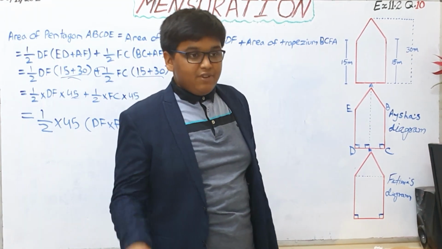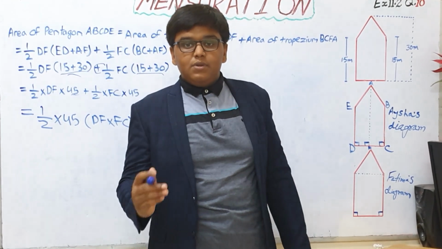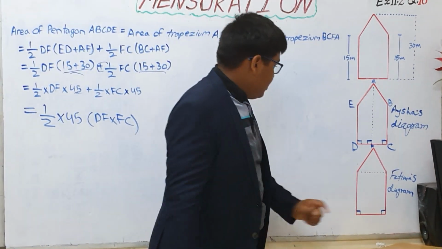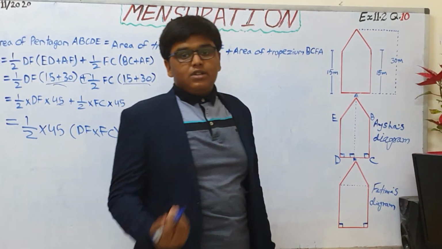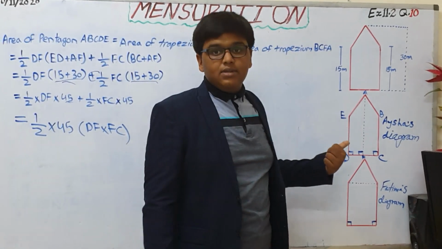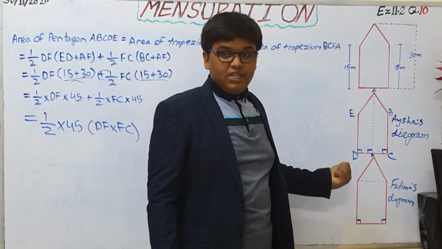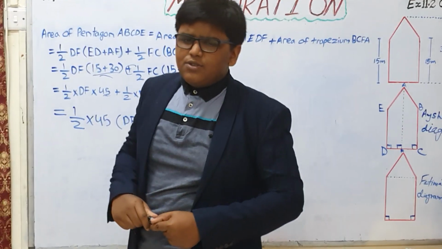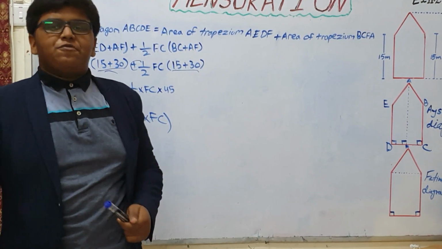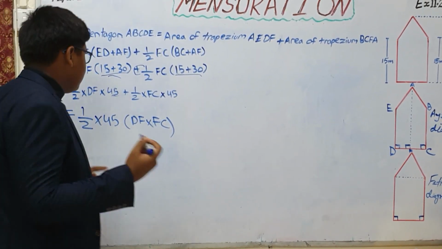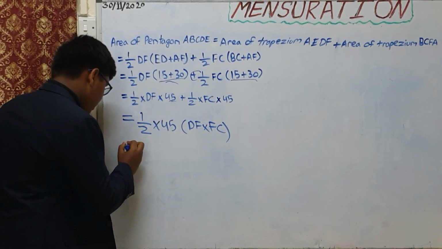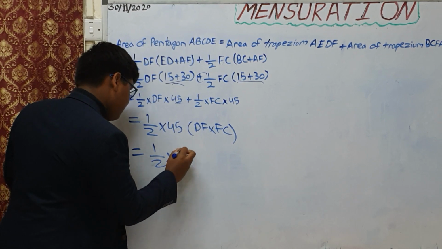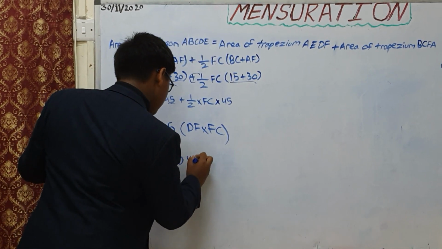Now we will do the half of 30, which will be equal to 15. Now this side also, FC, we will do as it is, as I mentioned for DF. Now DF and FC have the value 15. So no need to write 15 into 15 and again be confused. We will write only 15. So therefore 1/2 into 45 into 15.